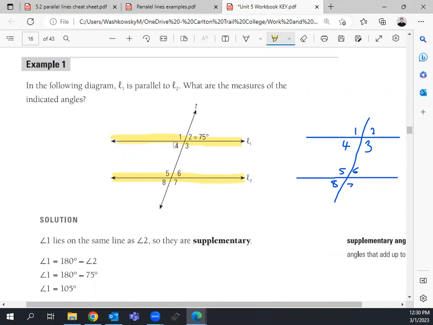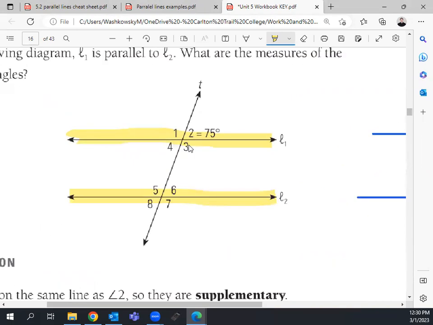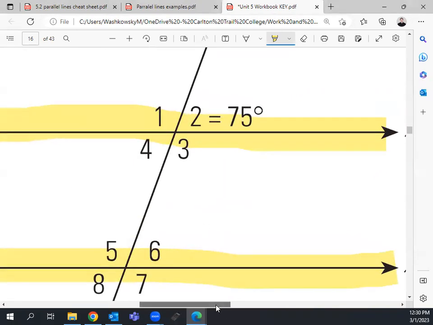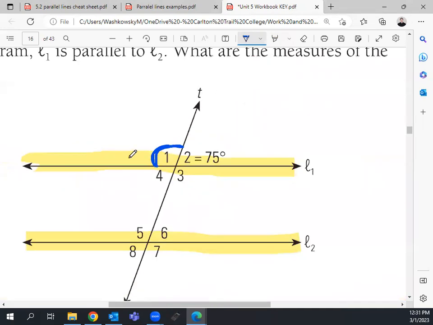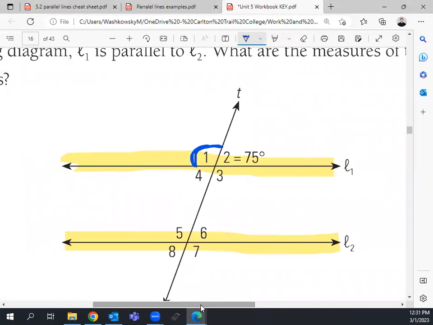Everyone should have a little transparent protractor in front of them. What I want you guys to do is do your best to actually measure out what these angles are. We know what one of them is. We know this one here is 75 degrees. Before you even start measuring, what do you think this angle 1 would be, just based on that information, if you had to guess? Thinking 105? And yeah, it would actually be 105.